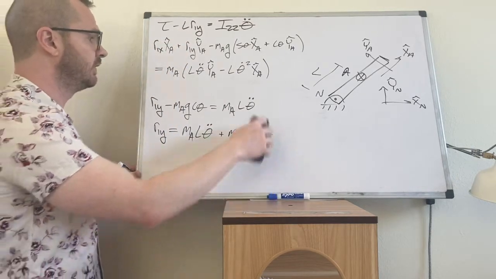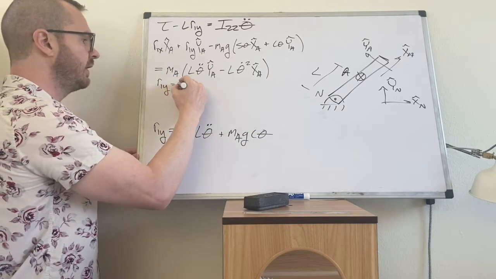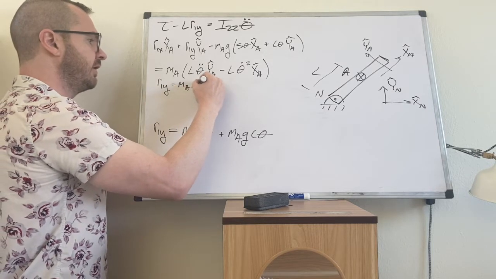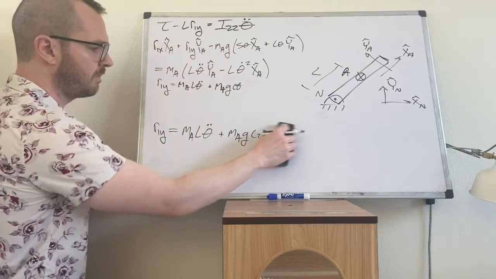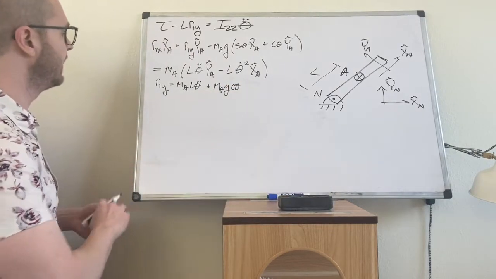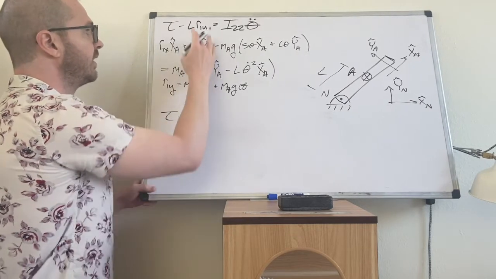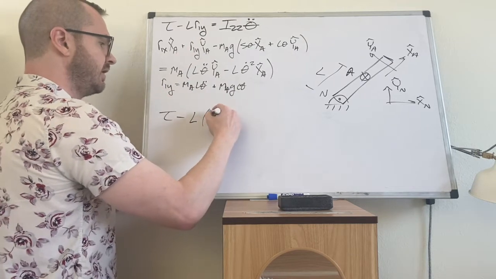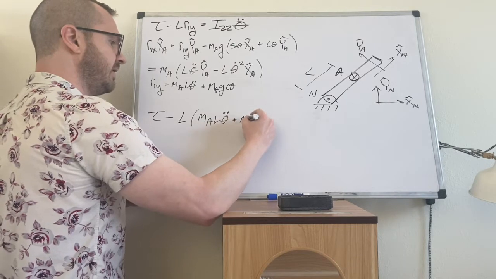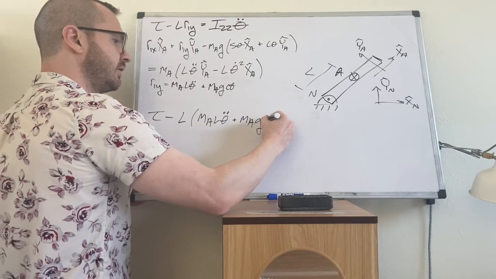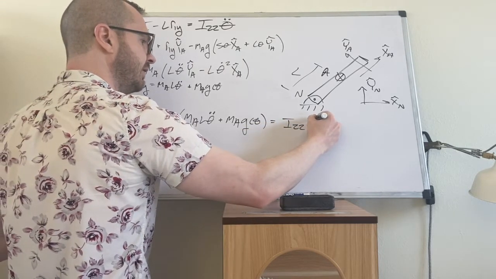Now, what happens if we take this and put it back into the original equation? That was the point, right? So let's move this up a little bit. R1y is m a L theta double dot plus m a g cos theta. Now the original equation, bringing it down: tau minus L times R1y, and we have an expression for it, m a L theta double dot plus m a g cosine theta. This is going to equal Izz theta double dot.